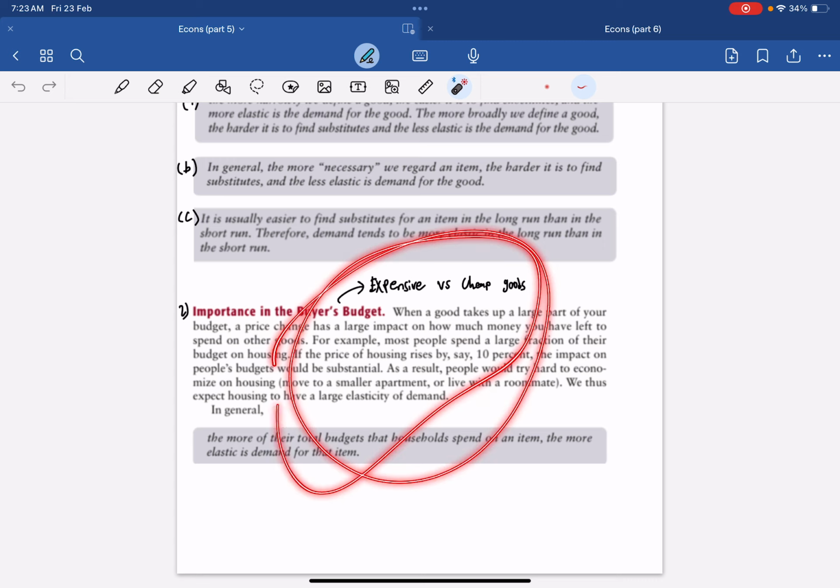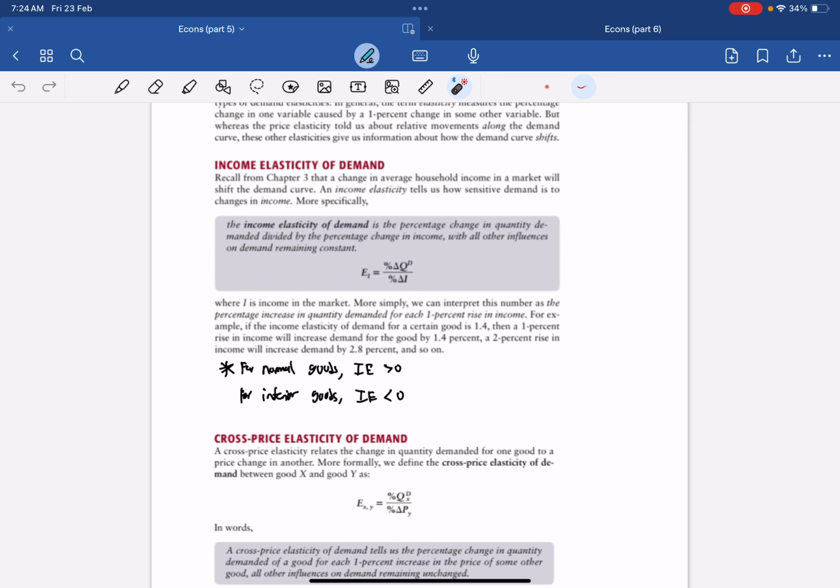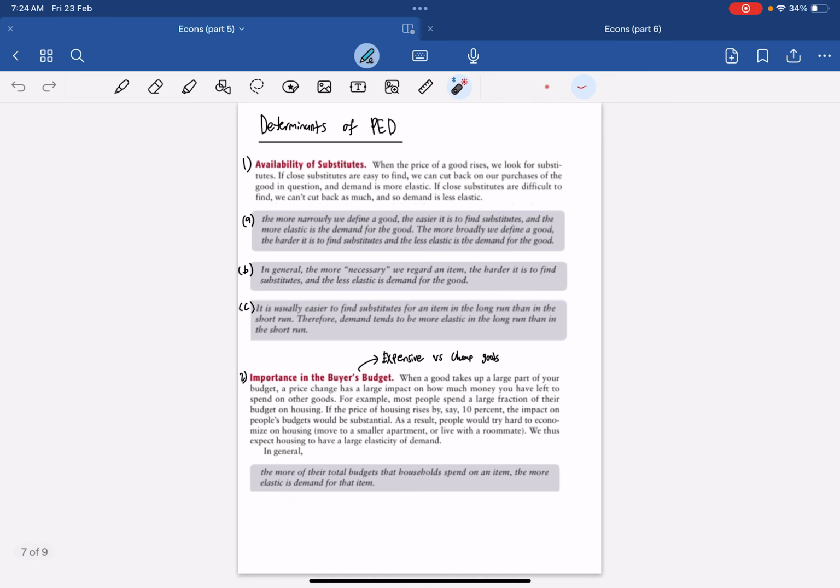And another one is just how you view the good, whether it is taking up a large sum of your income or not. The more money it takes up, the more price elastic the demand is, because if you spend even more money, then the people who really don't like it will just leave, and so your quantity change is greater. So those are the determinants for PED.